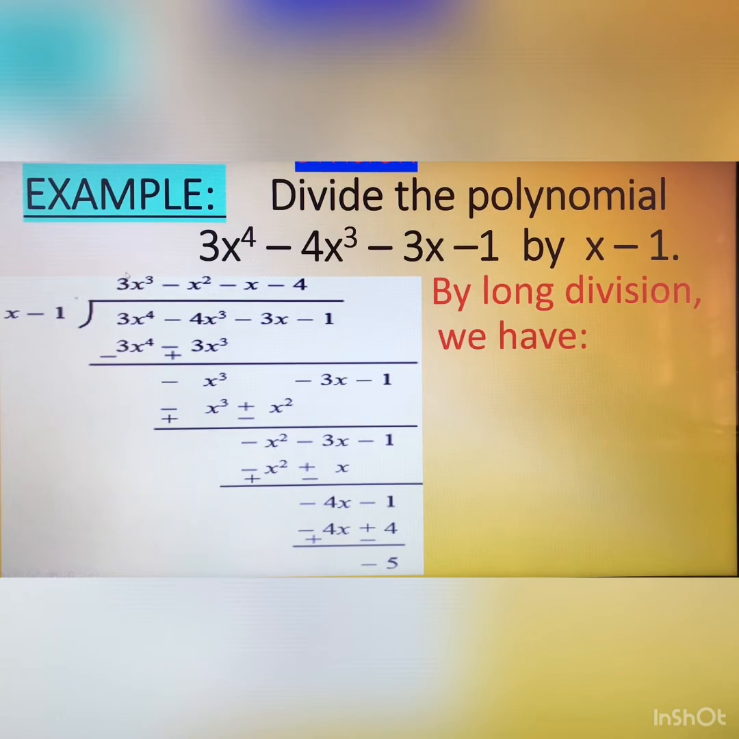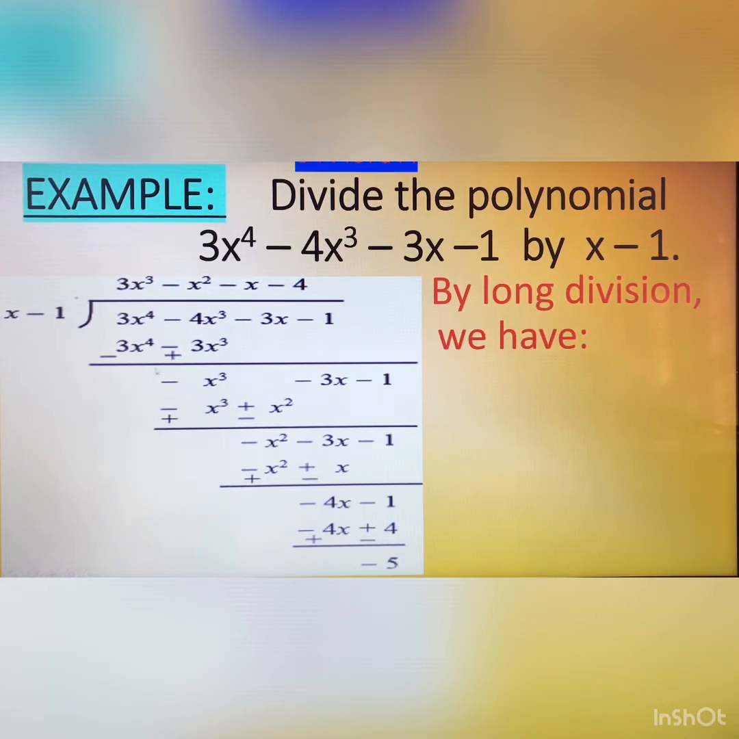Now you multiply this 3x cube into the whole divisor. Then you will get 3x times x cube, that is x raised to the power 4, and after that minus, so you put minus, and x cube into 1, that is x cube. So you will get 3x cube. Now subtract these two terms by changing the sign. This term contains a plus sign, so you will mark minus, and this term contains a negative sign, so you will mark plus.